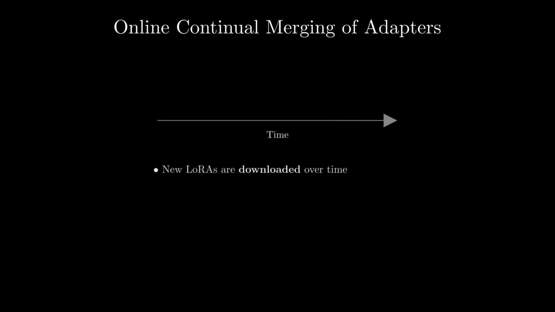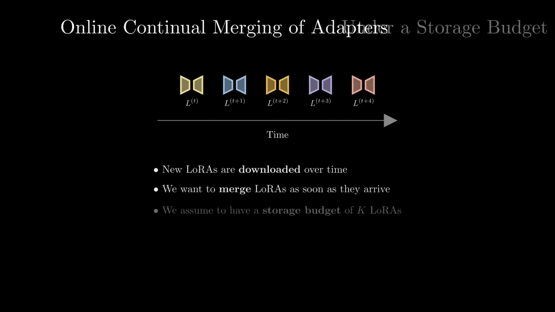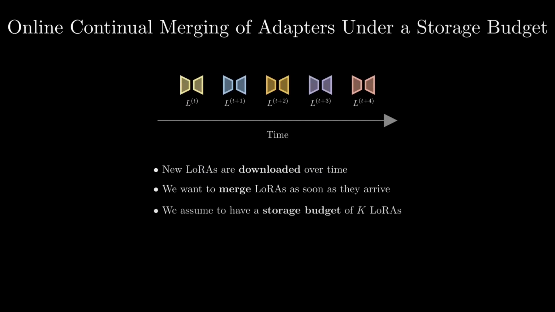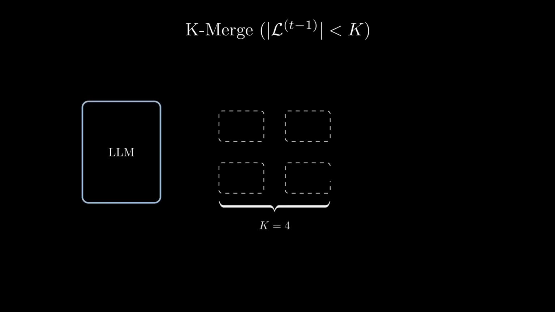We propose therefore the new setting of online continual merging of adapters. New LoRAs are downloaded from the web over time as new functionalities become available. Each LoRA adds a new task, and tasks are cumulative. We want to merge LoRAs as soon as they arrive. Typically there is no room to store all of them, and we assume a storage budget K, much smaller than the full sequence of LoRAs. We propose a new method, with two variants designed for this setting, K-Merge and K-Merge++.